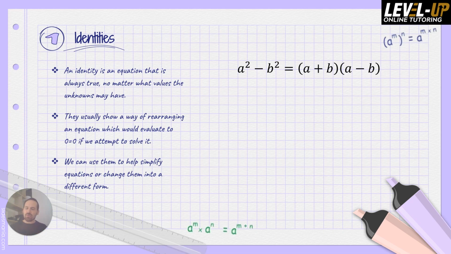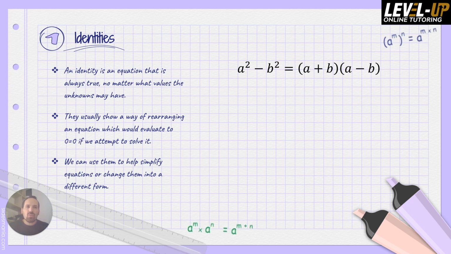You can always pause here and try to expand out those brackets. You'll find it will come out to a squared minus b squared, and so you could cancel out both sides, and it would essentially come to 0 = 0. So it wouldn't be meaningful to try and solve it. It's just showing how we can change the form of something, and this is a really useful identity that we might come across a lot.